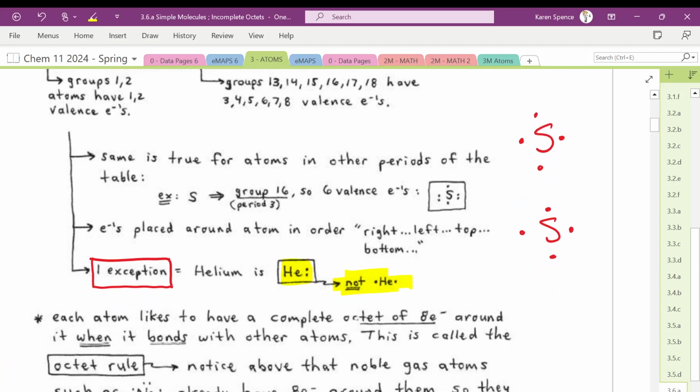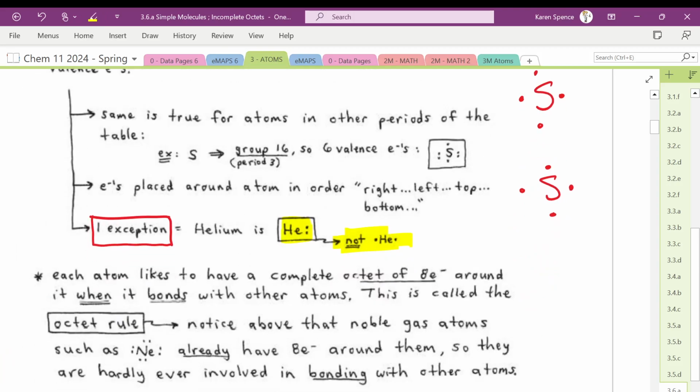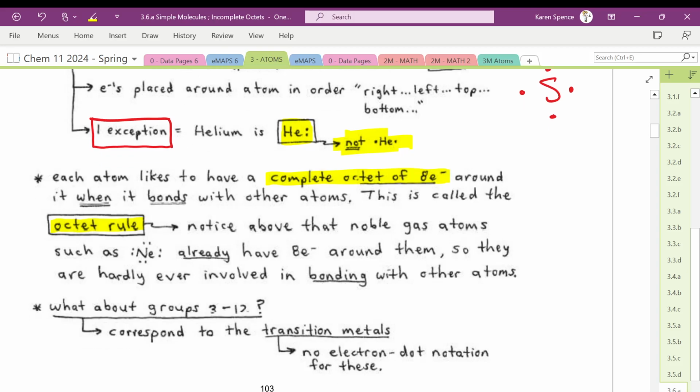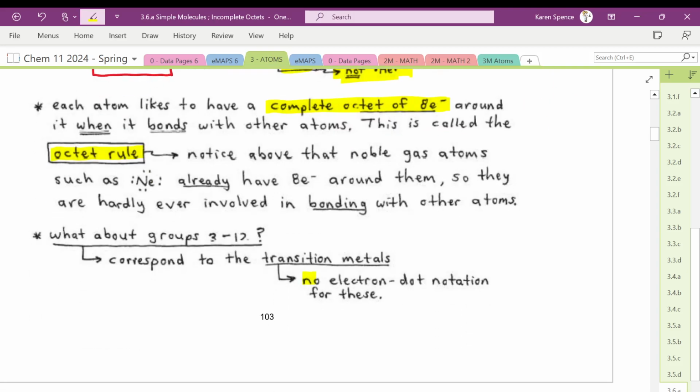And we should already know that an atom likes to have how many electrons? 8. They like to have a complete octet of 8 electrons. This is called the octet rule. Notice that the noble gases already have 8 electrons, and so they are hardly ever involved in bonding. Now, what about our transition metals? There's really no electron dot notation for these, so you will never come across a transition metal. Okay?